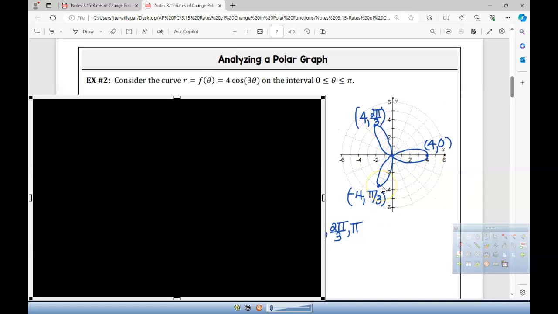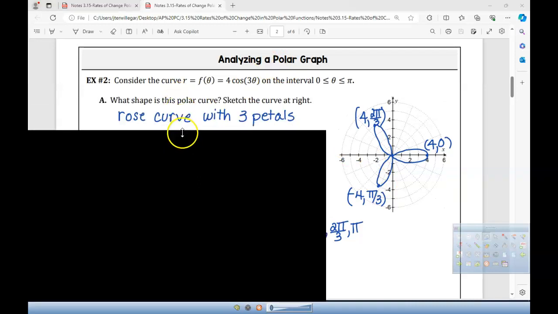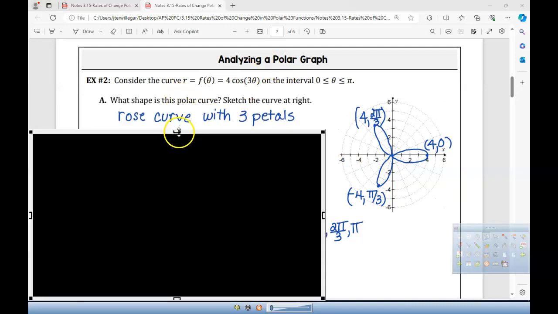Now, they named it pi over 3, negative 4. Can you do that as well? Of course you can. So again, it's a rose curve with 3 petals. We sketched it.